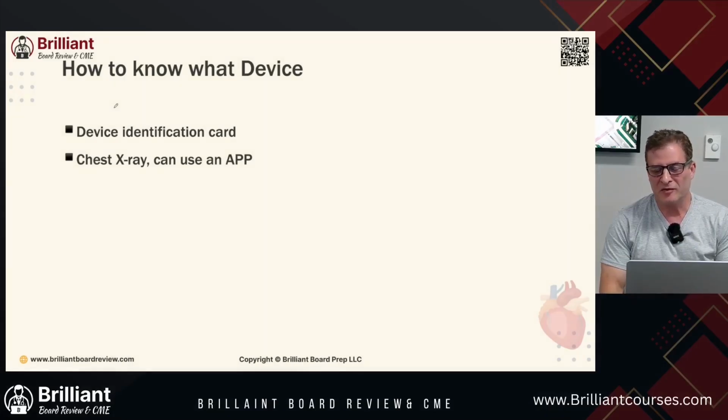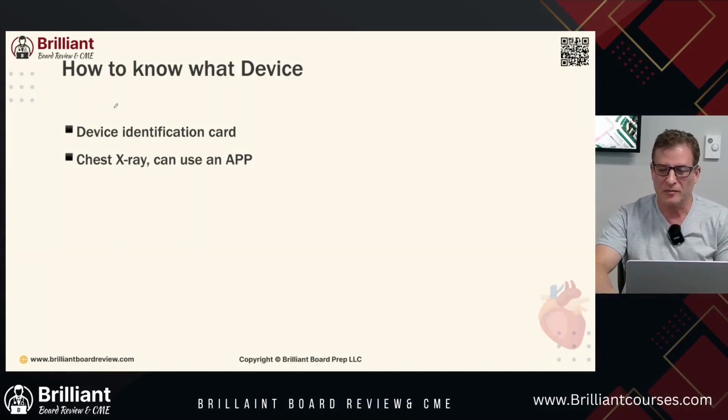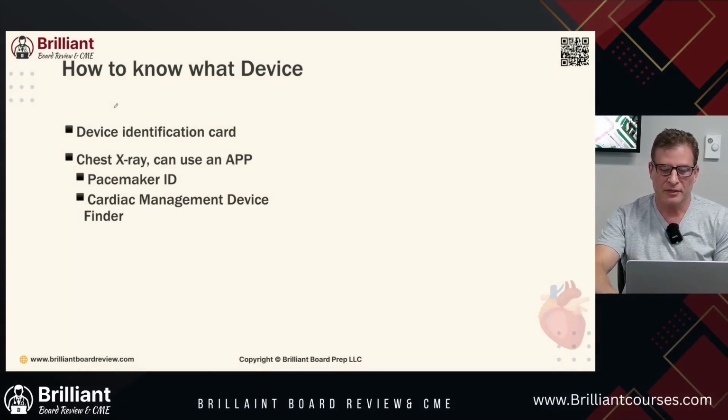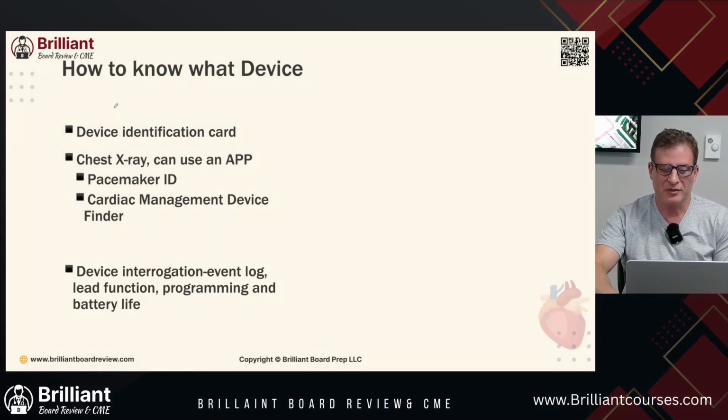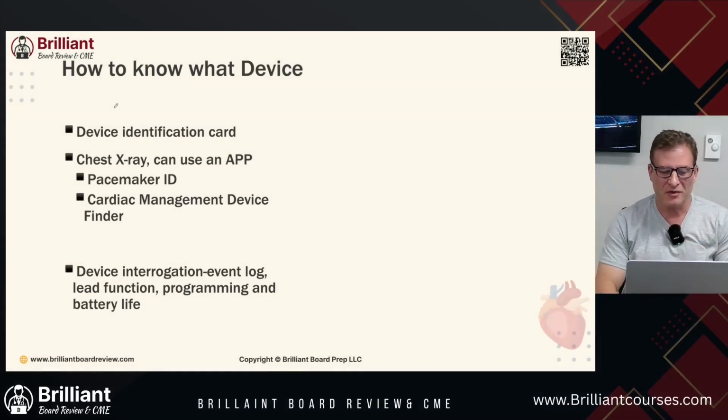Maybe if you have a patient that's obtunded, you don't know. If you get the chest x-ray, you get the app. Once you know what the device type is, you get the device interrogated. It will give you everything you need to know. You get the pacemaker ID and the cardiac management device finder, and then you can get the device interrogation. It's going to give you everything: the event log, lead function, programming, battery life.